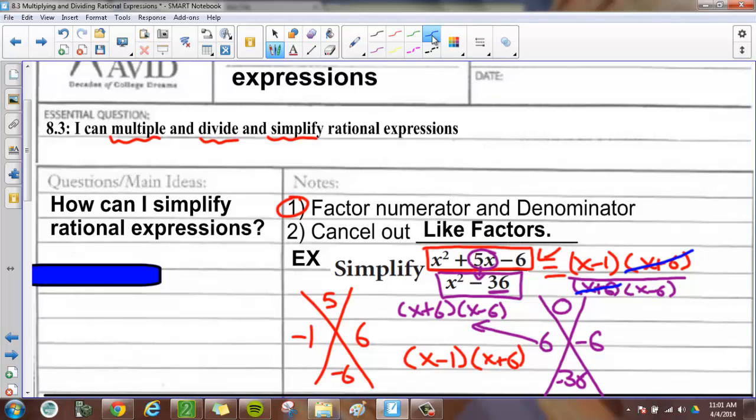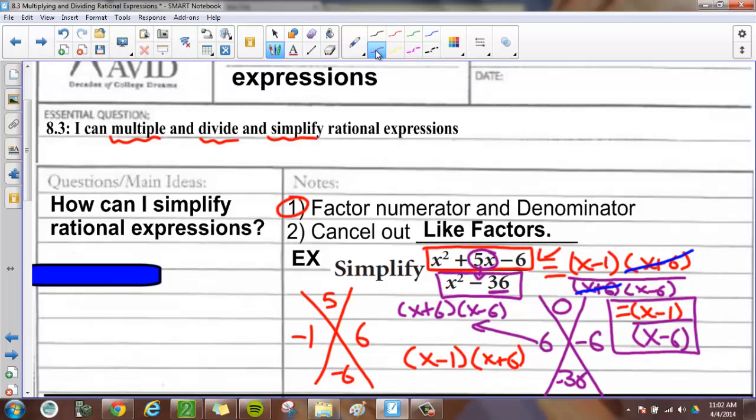And so in the end, our final simplified version of this would equal x minus 1. You don't really need the parentheses at this point, but if you want to leave them there, you can, over x minus 6. And there's your solution.